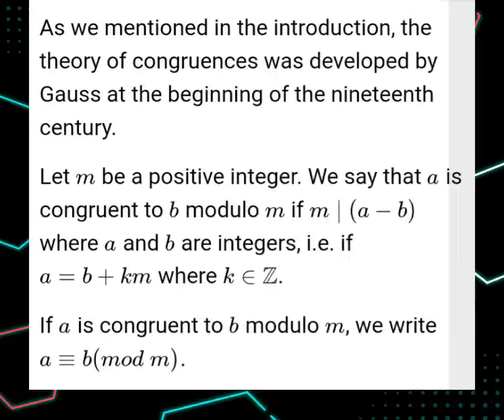As we mentioned in the introduction, the theory of congruences was developed by Gauss at the beginning of the 19th century. Let m be a positive integer. We say that a is congruent to b modulo m if m divides a minus b, where a and b are integers. That is, a is equal to b plus km, where k is an element of Z. If a is congruent to b modulo m, we write a ≡ b (mod m).